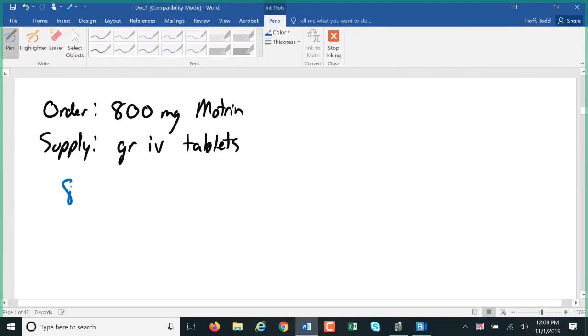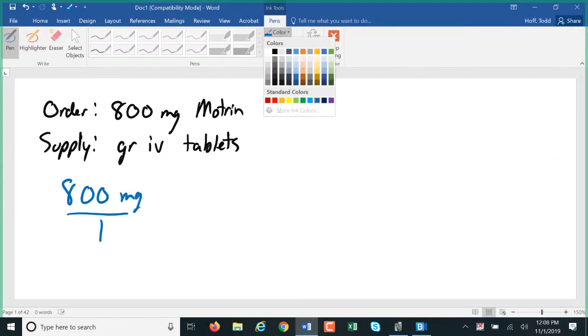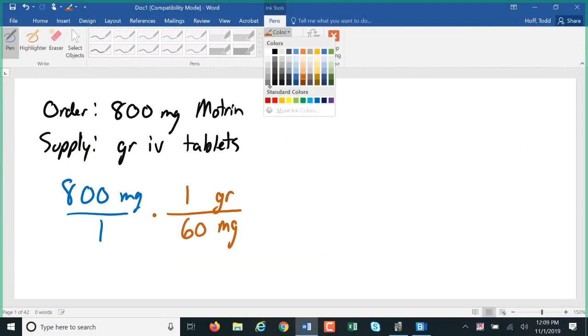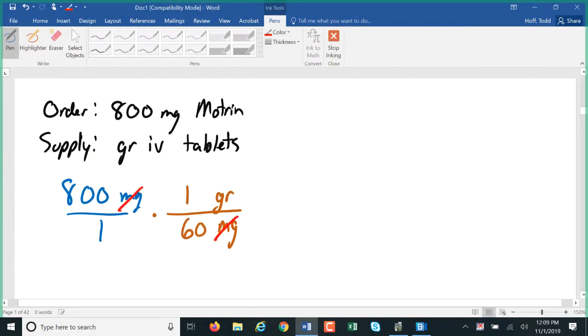Start out with that order of 800 milligrams. Put it over 1. Our supply, though, is in grains. So the first thing we have to do is convert that milligrams into grains. What is our relationship between milligrams and grains? Grains are larger. 1 grain is how many milligrams? Anybody remember? It's 60 milligrams. Good. So the milligrams cancel out.